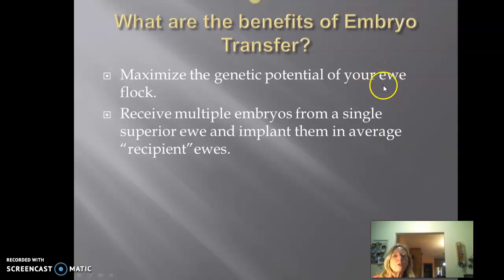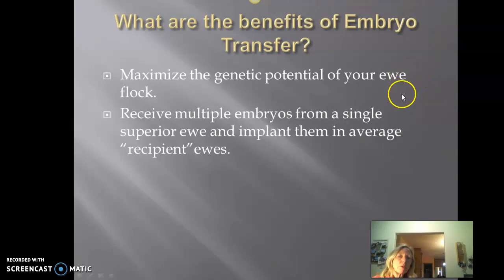So you have to have those great ewes. And so how do you do that? How do you get that ewe to produce more babies than she would in her normal life? Well, we can utilize embryo transfer. So we can get more lambs out of a superior ewe. That is the primary reason for using embryo transfer.